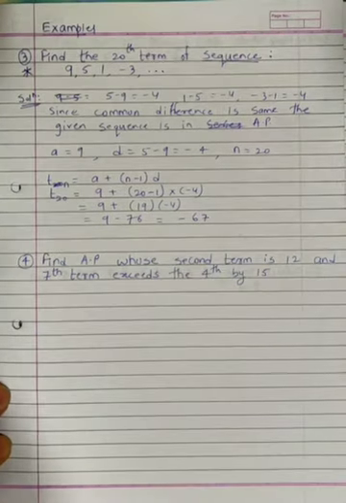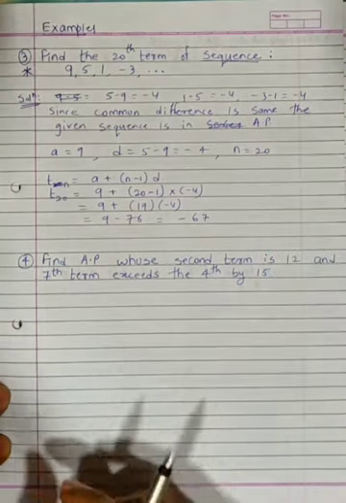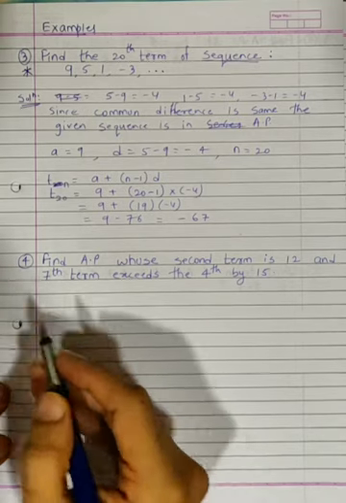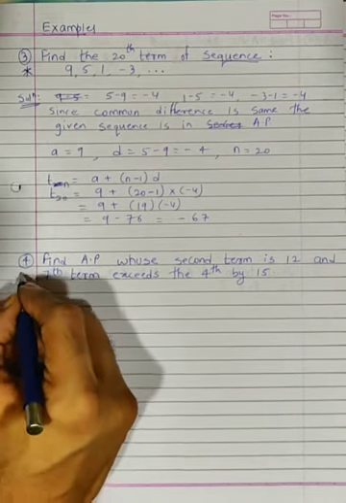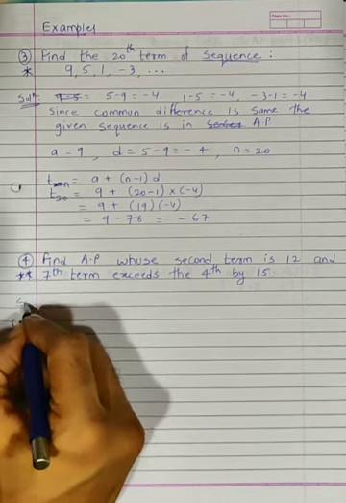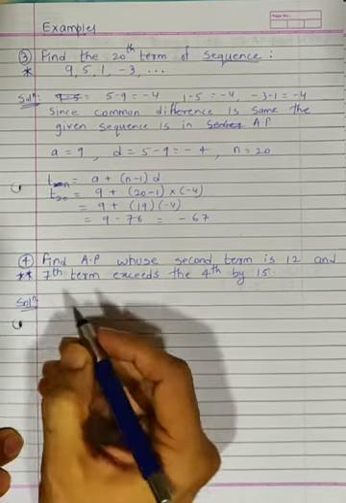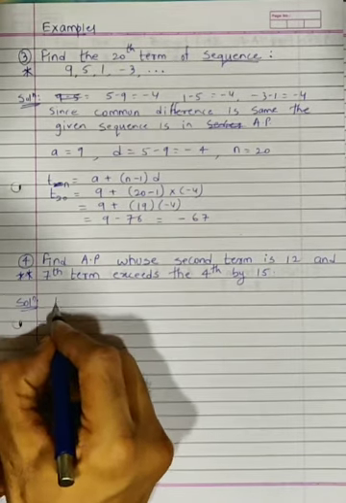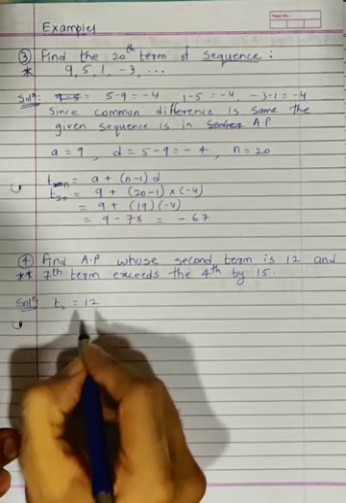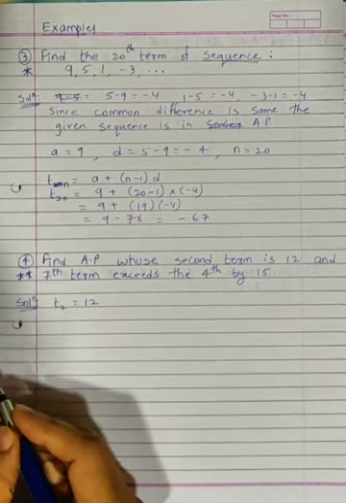This kind of problem is usually asked for 3 marks in exams. Now problem number 4. This is a 2-star problem. Find the AP whose second term is 12. So what are we given? T2 is equal to 12. T2 is equal to a plus n minus 1 into d, so 12 is equal to a plus d.